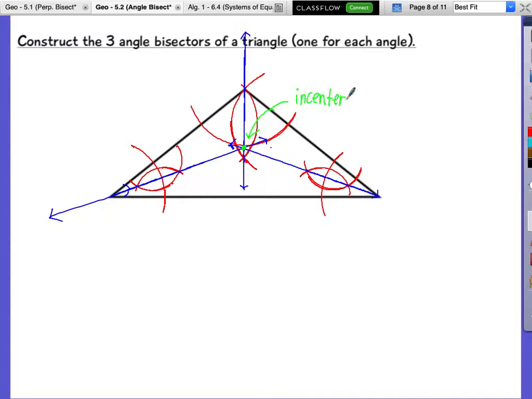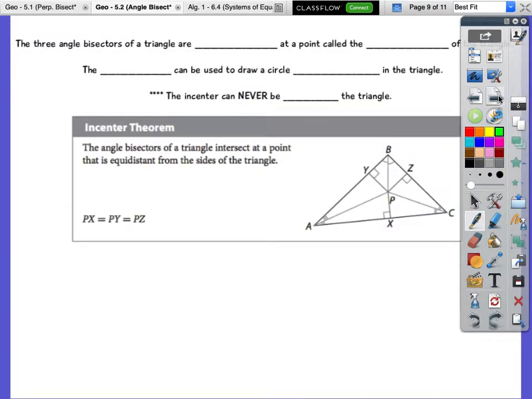So what we're going to do is say, hey, remember we talked about this idea of an incenter? Yeah. We got through this, didn't we? Yes. Okay. The incenter, we did this? Yeah. The incenter can never be outside the triangle.